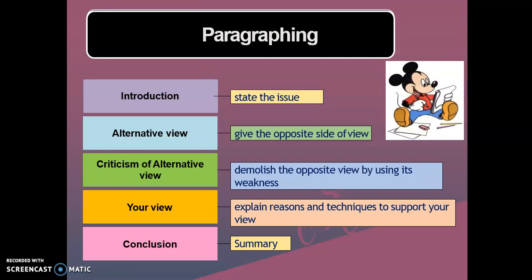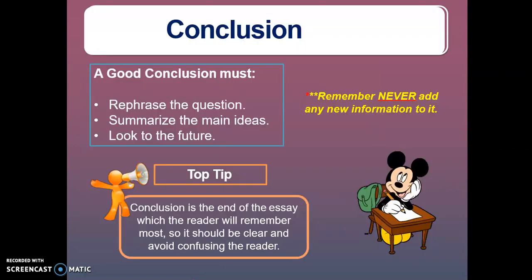So, paragraphing, this is what I was explaining earlier. An introduction is where you state the issue, and paragraph 2, which is your body 1, you'll give the opposite side of the view, followed by criticism of the alternative view, and you state your views where you explain reasons and techniques to support your ideas. And lastly, you will conclude your writing by summarizing all your ideas into 1 paragraph. And remember, never add new ideas into your conclusion. A good conclusion will rephrase the question, summarize your ideas, and look to the future.